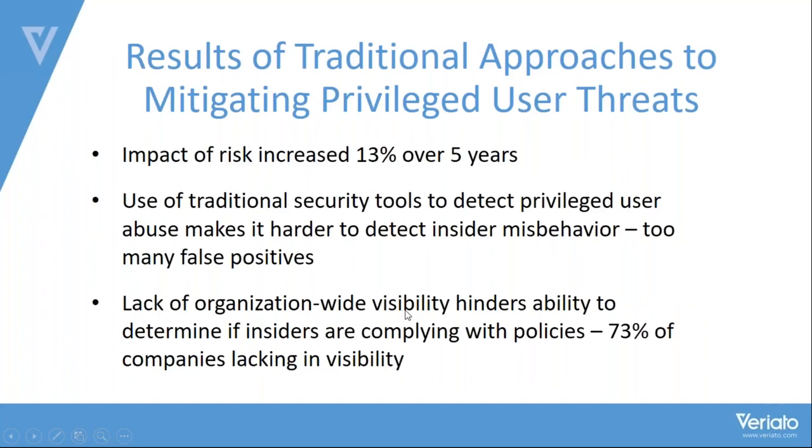Here are the results, though, okay? The results of these traditional methods that we're talking about. The impact of risk actually increased 13% over 5 years. Okay. Use of traditional security tools to detect privileged user abuse makes it harder to detect insider misbehavior. Too many false positives. All this technology out there is going to alert us to all this stuff, and we're going to get false positives.